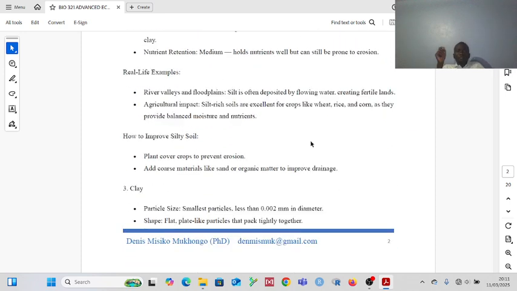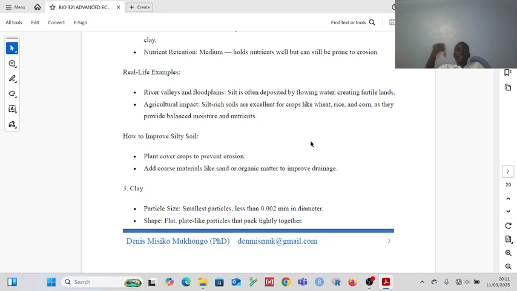If you want to improve the silt particles, what do you do? You plant cover crops so that you can prevent erosion. Remember, silt is deposited by moving water. So you need something growing on that soil so that as the water moves, it does not move with the soil particles.